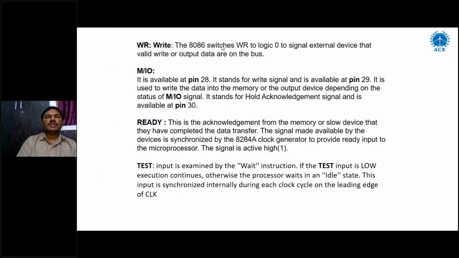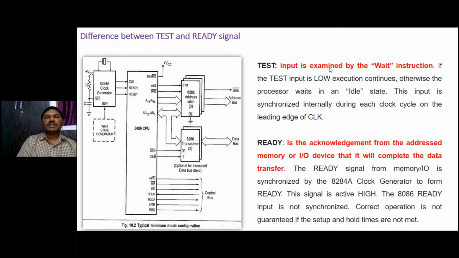Write signal. This 8086 switches WR to logic 0 to signal external devices that valid write or output data are on the bus. To write the data from the 8086 to external devices, we need this WR signal. And M/IO means memory/IO. So this notation I have already given. Ready signal and test signals are given here. A test input is examined by the wait generator. Here you can see this wait generator. If it is low, TEST bar, then it knows that execution is allowed and execution is happening.